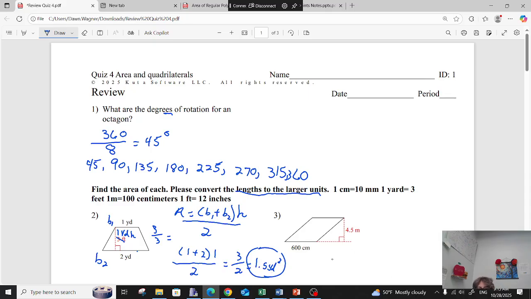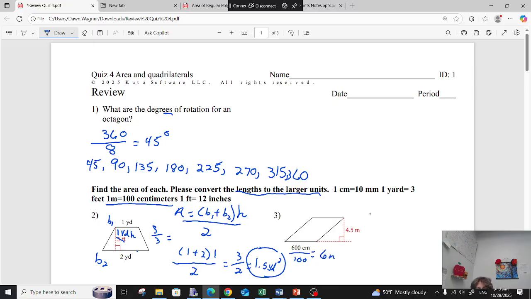Okay, over here, how many centimeters are in a meter? 100 centimeters is 1 meter. So, what would I do to 600 to convert that to a meter? Divide by 100. So this would equal 6 meters.